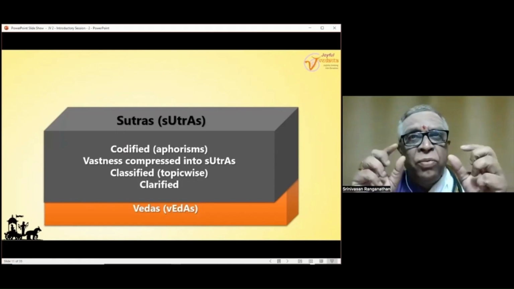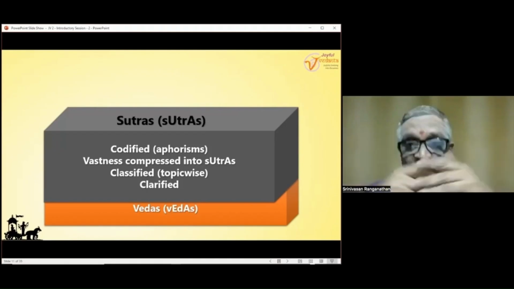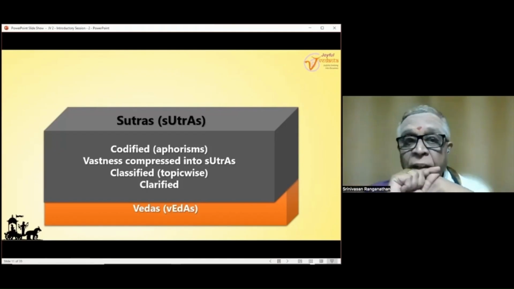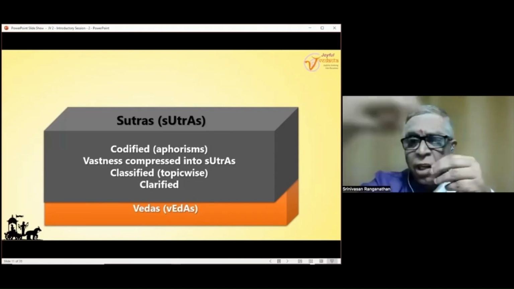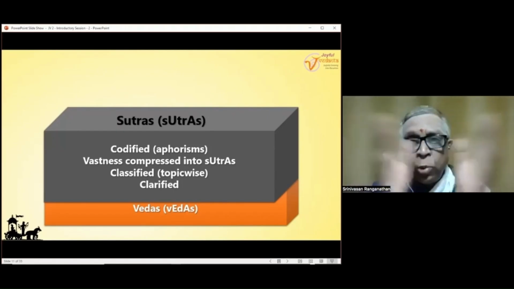So when you codify something, when you expand it, it becomes bigger. But codified itself is small. So you have addressed the problem of vastness by codifying it. And in the process of codifying, somebody culled out all information related to different topics and put it together.